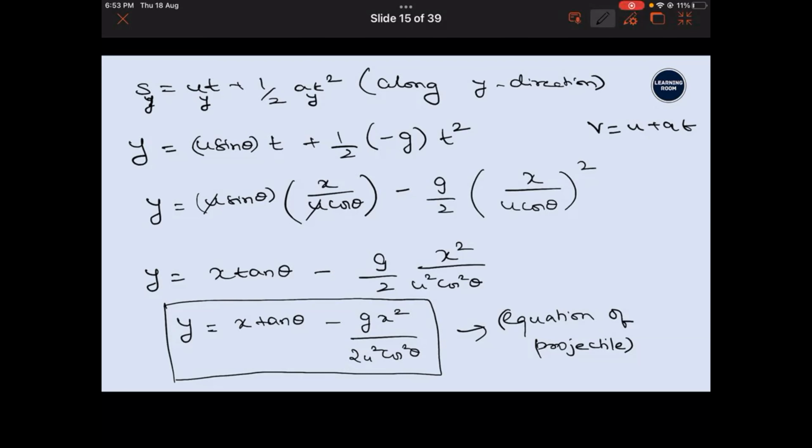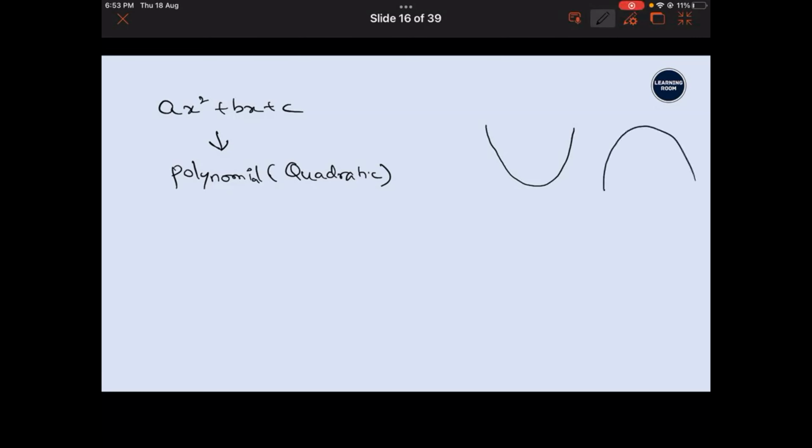And one important point I would like to mention here is, if I have ax square plus bx plus c, what is this? This is a polynomial. And what kind of polynomial is this? It is a quadratic polynomial. So for a quadratic polynomial, you have two kinds of graphs: an upward parabola and a downward parabola. You will have an upward parabola when a is greater than 0, meaning the coefficient of x square should be greater than 0. Whereas if the coefficient of x square is less than 0, you will have a downward parabola.